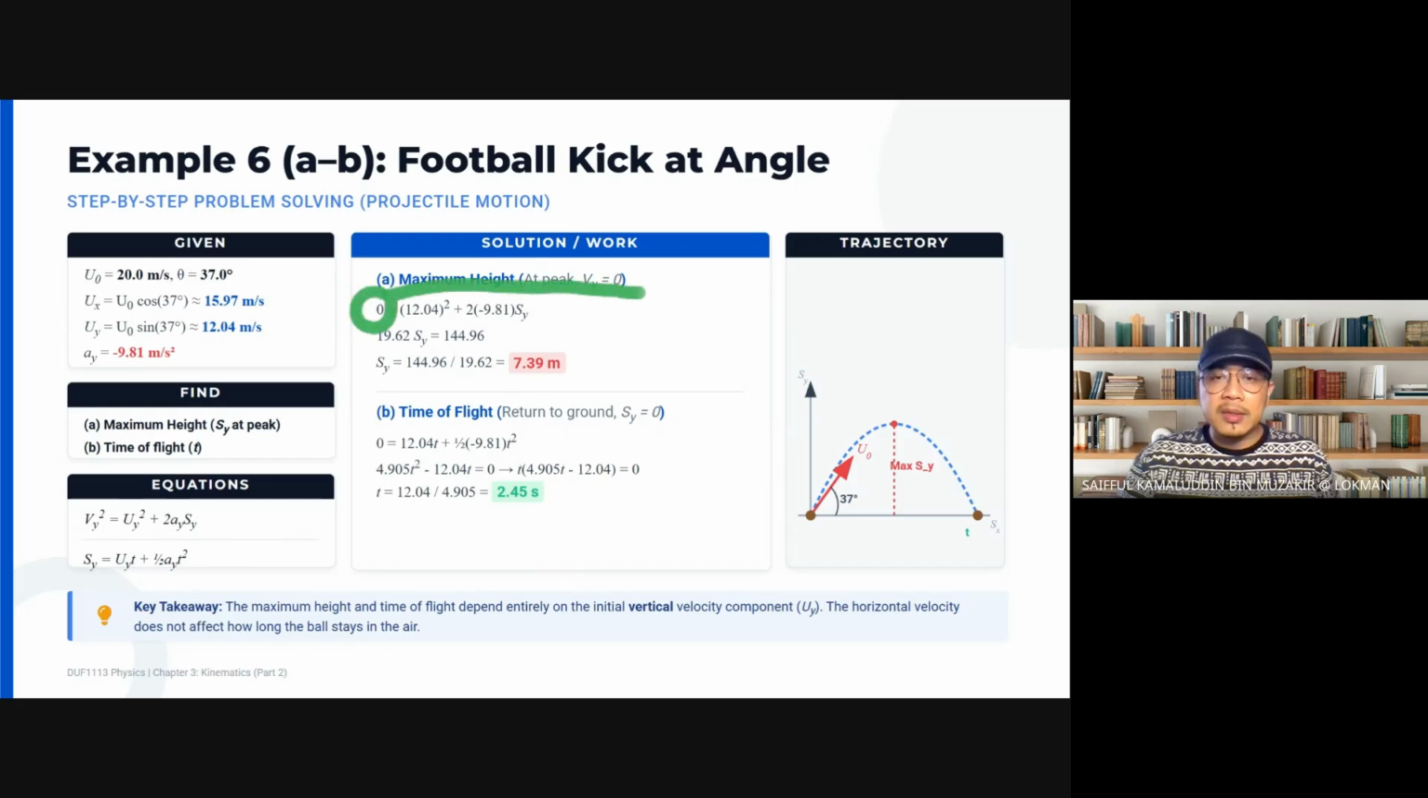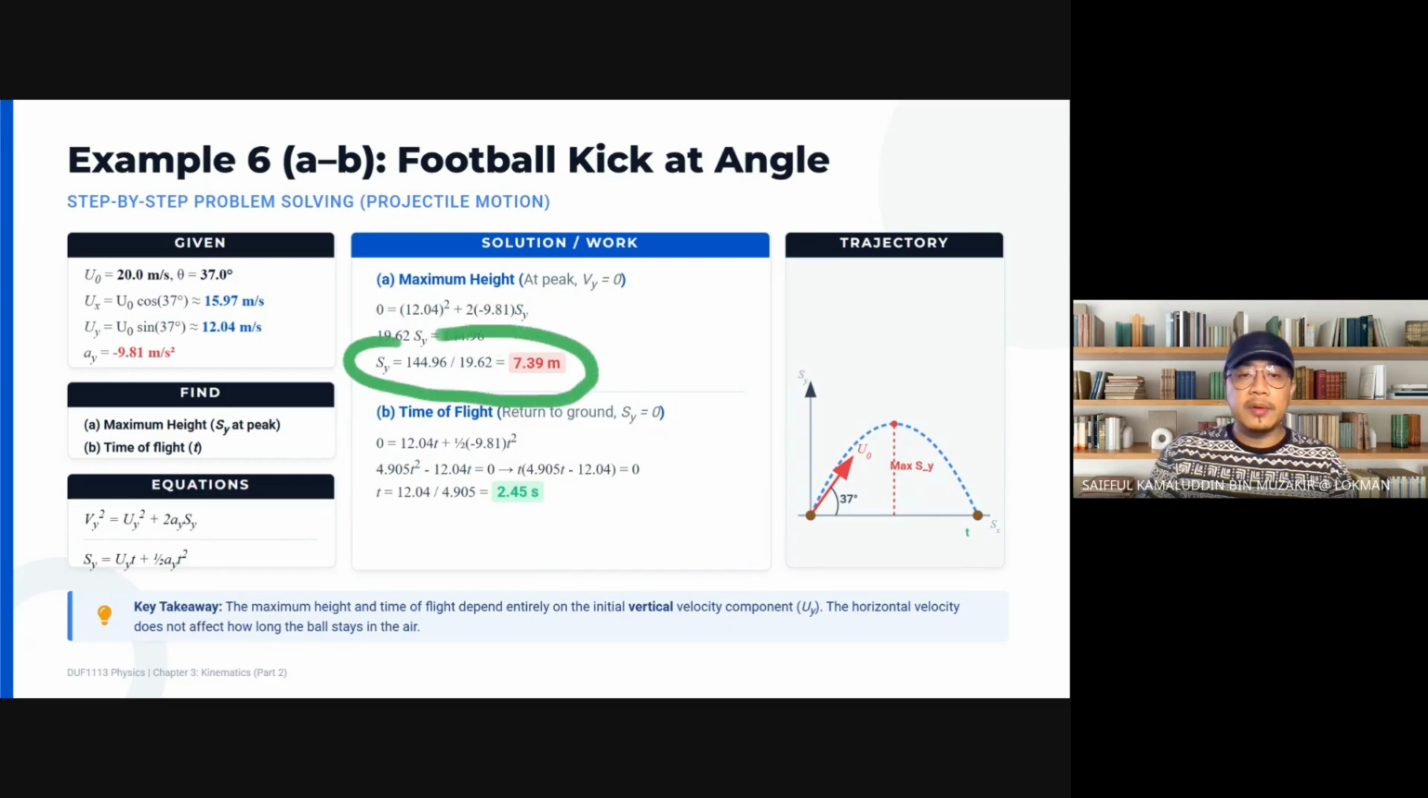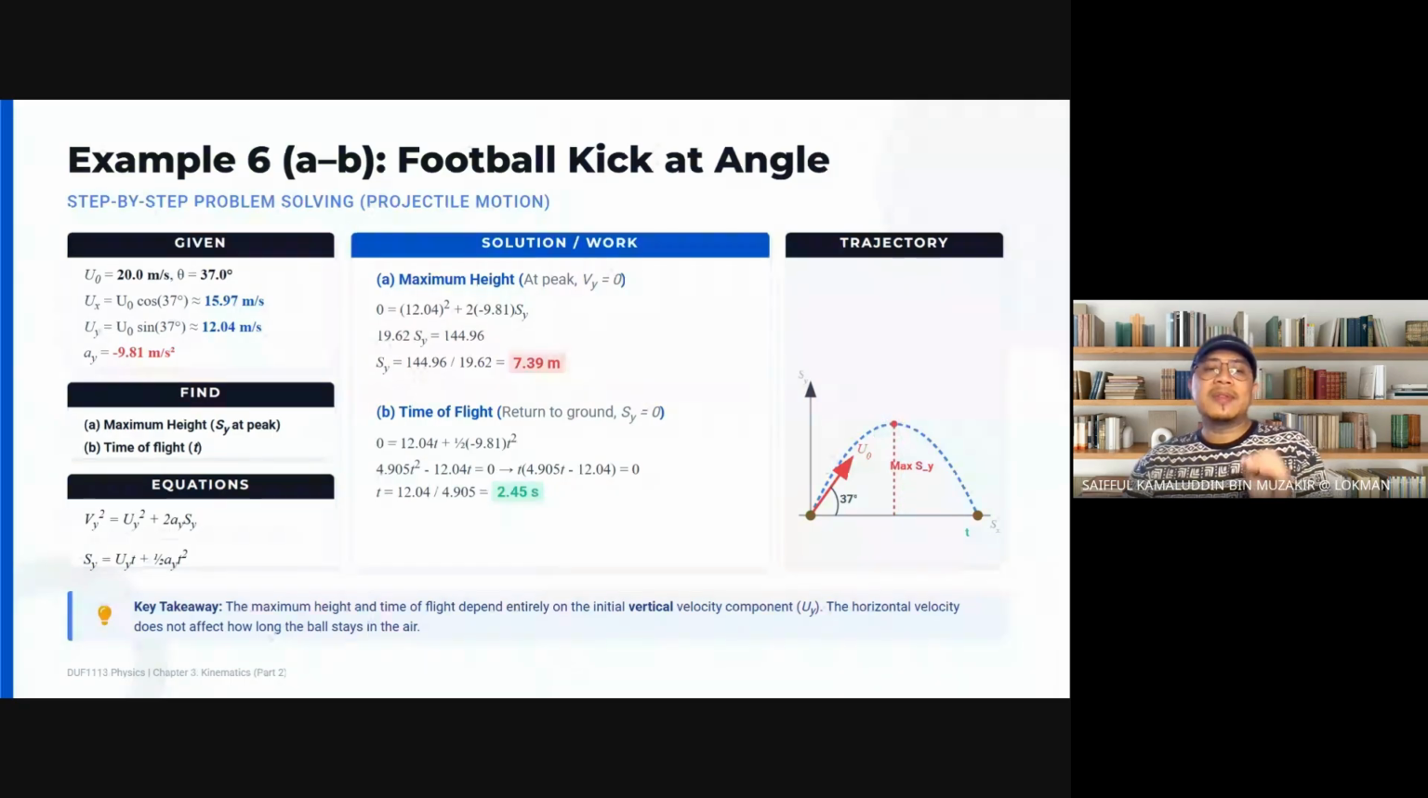So I use V squared equals U squared plus 2AS. VY at pinnacle top is 0. This is U squared, which can be calculated using the UY we have calculated. And 2AS is very simple. A is AY, the gravitational acceleration, negative 9.81 meters per second squared. And SY is the one that we are calculating. Manipulate the formula and you get SY equals 7.39 meters. So this is our SY. Super easy.